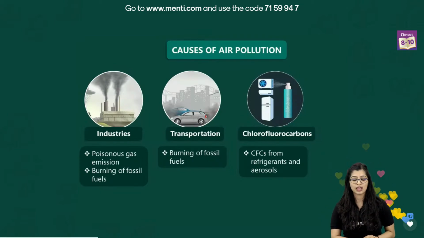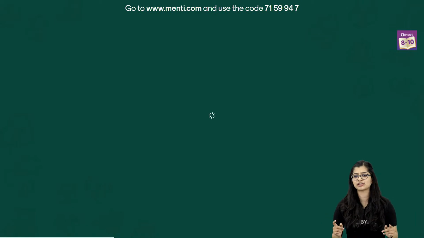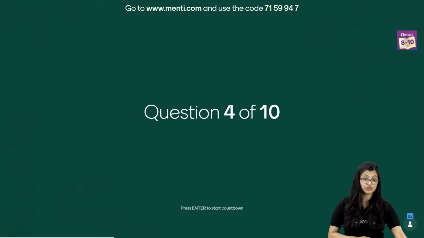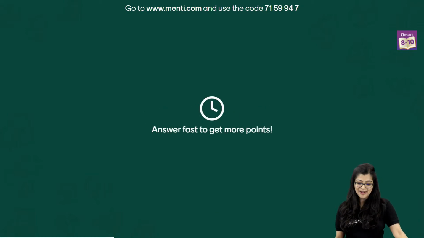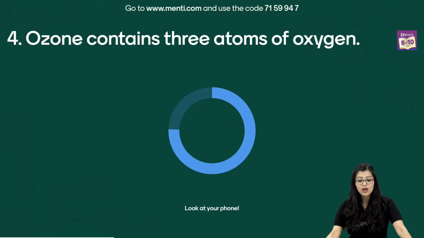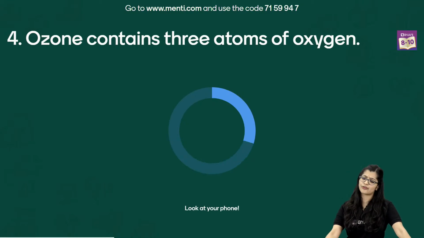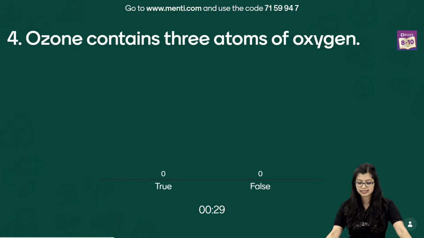Now let's go on to the next question that we have here with us, which is the fourth question. So let's quickly have a look at what is there. And here, as you can see, ozone contains 3 atoms of oxygen. Is this particular statement true or false? Now this right here is a very simple question.